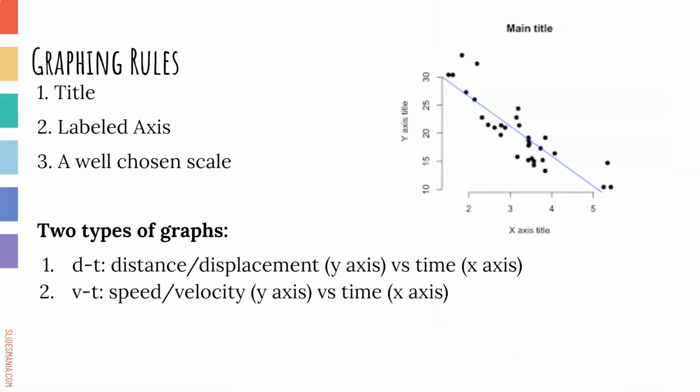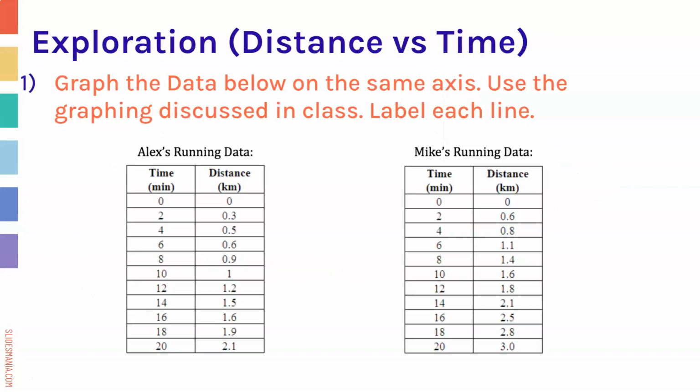Now, as a reminder, when we graph things, you have graphing paper in your note package. You need to include title, axes, as well as scales. We are going to look at the distance or displacement time graph first, and we are going to start with an exploration activity. So in your note package, you have these two sets of data.